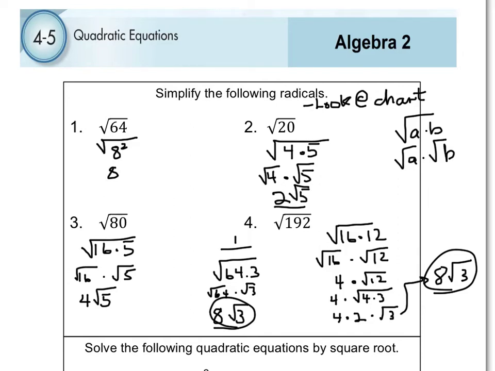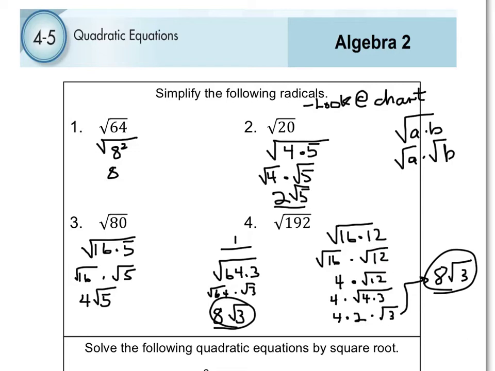Okay. The best idea on this is to try and find the biggest square root. But if you don't find the biggest one and you find an example like this second one here, where it's a square root of 16 and then 12, you can break down both and then combine your terms. Okay?